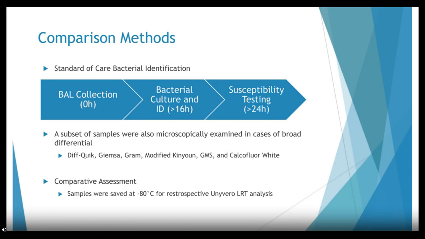Usually we can get an ID in between 16 and 24 hours, but it could be longer if it's a tricky organism or a slow grower. And then at the very earliest, we can get susceptibility testing at 24 hours. These base numbers here are if everything goes right on our standard of care and everything lines up with when we can carry out those tests and everything is behaving. Not always the case, but they're good starting numbers.